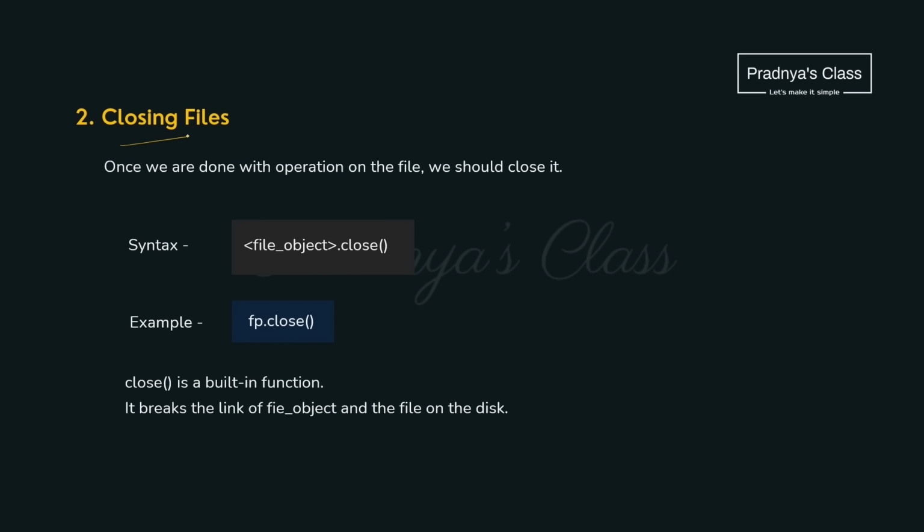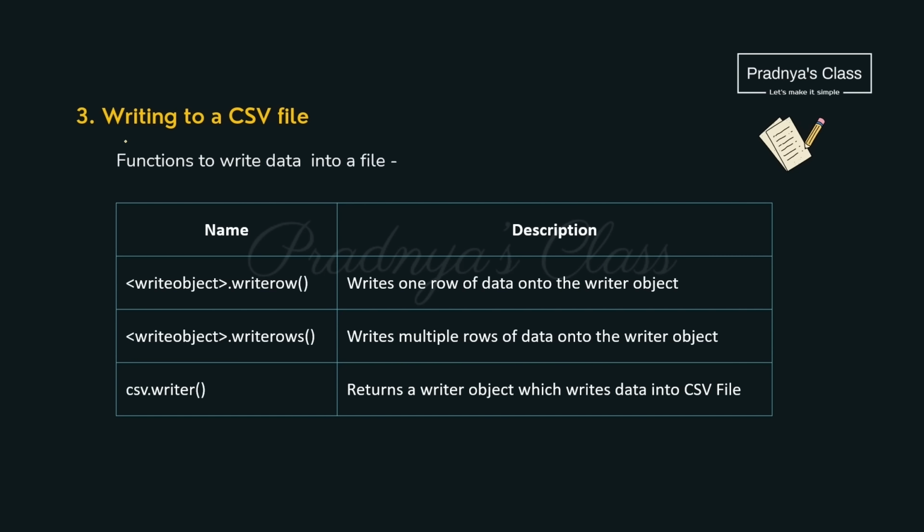The second operation, that is closing a file, is the same as for text files as well as binary files. Now it is time to discuss how to write data to the CSV file. For that we will be using two functions. The first is writerow and the second one is writerows.